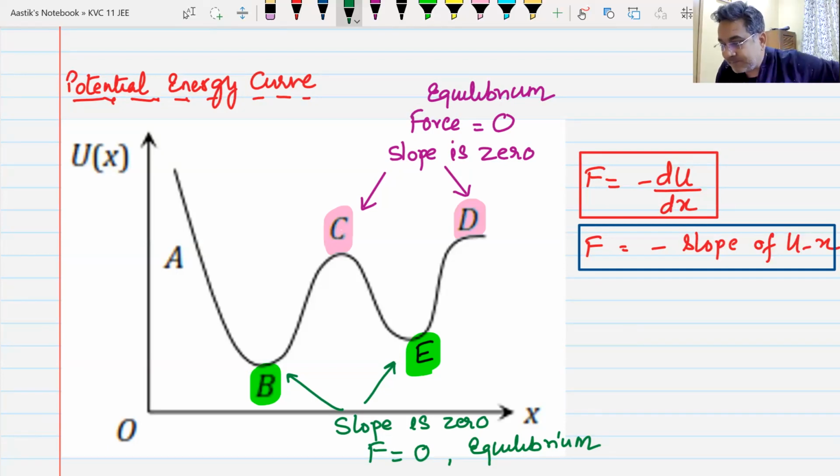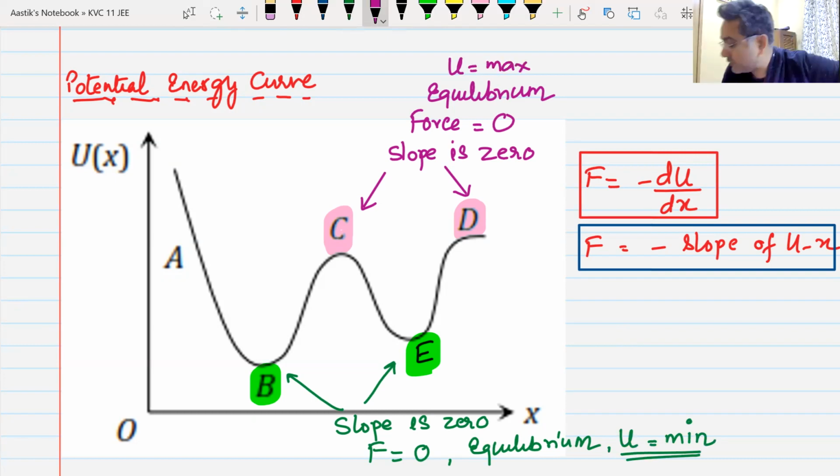Minima and maxima, sir. At the green points, we have potential energy minimum. It's the graph of potential energy, and at these points U is minimum. I hope everyone is writing it. And at this point, U is maximum, and at this point, U is maximum.